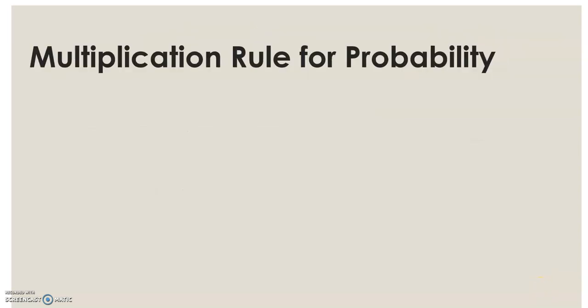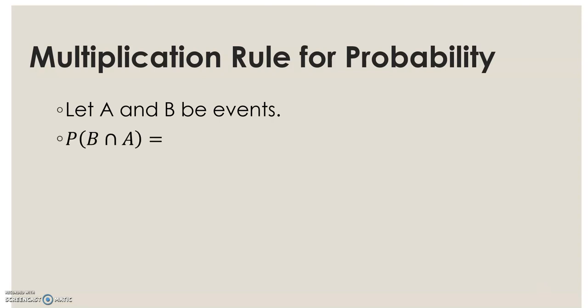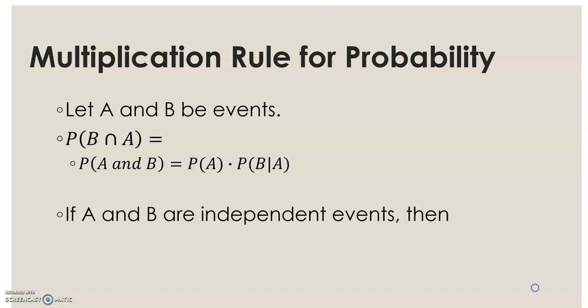Multiplication rule for probability. Let A and B be events. Probability of A intersect B equals the probability of A times the probability of B given A. If A and B are independent events, then the probability of the intersection is the probabilities individually multiplied together.